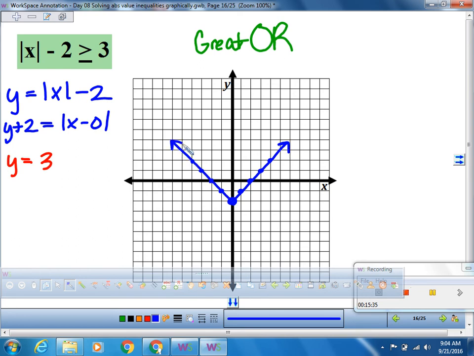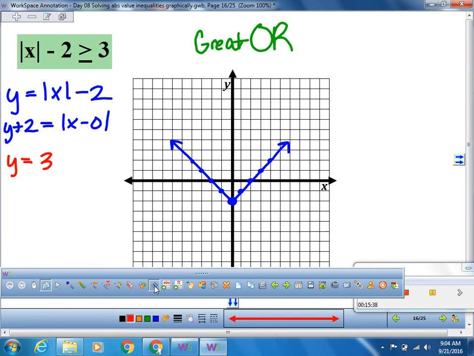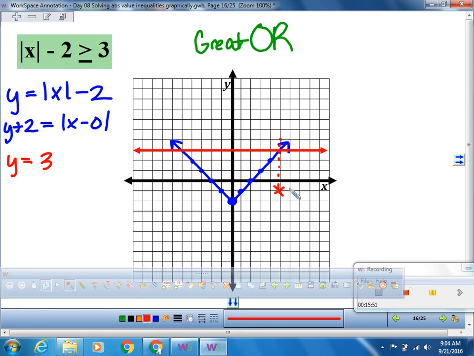And then my other function is a horizontal line at y equal to 3. So I can say that my functions intersect when x is 1, 2, 3, 4, 5, and negative 5. But my only question is, am I talking about greater than the line or less than the line? Greater than the horizontal line.